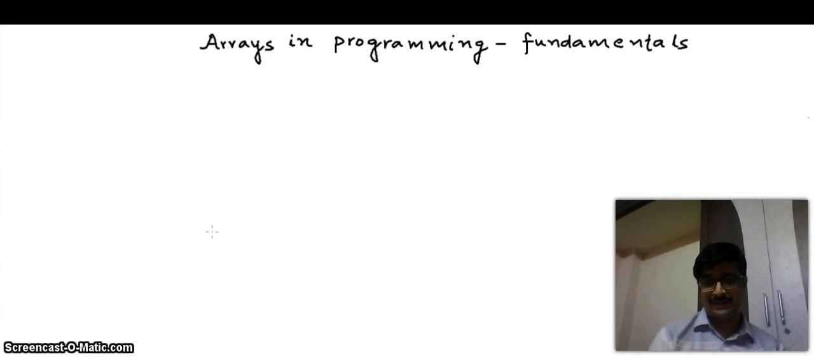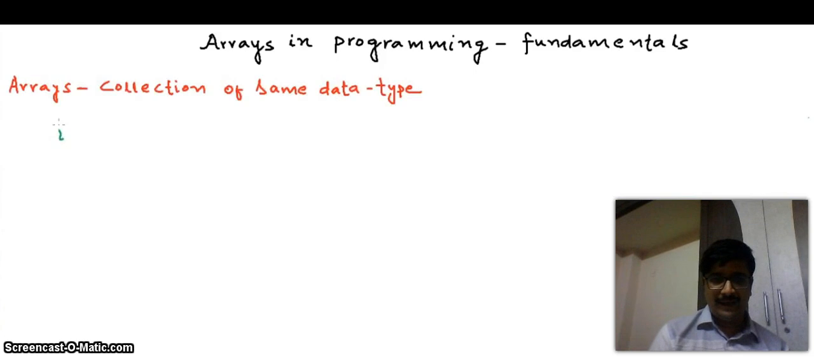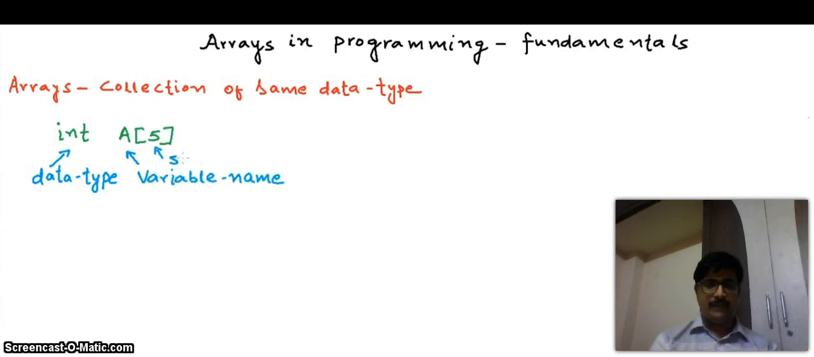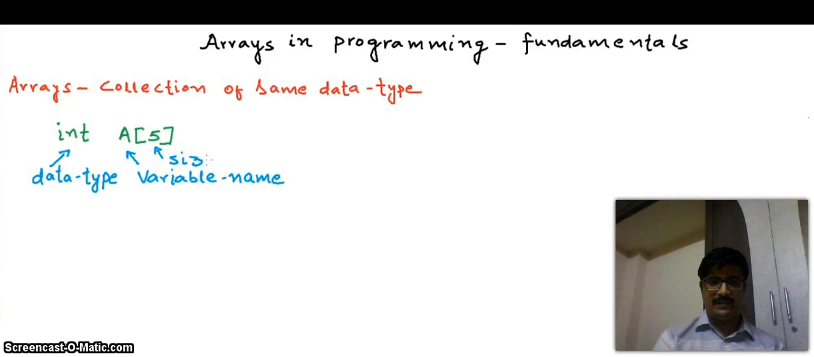We define an array as a collection or a systematic arrangement of objects of the same data type. A typical definition or declaration of an array would look something like this. An array definition will have a data type, in this case an array of integers, and then we will have the variable name, and we will also see the size of the array.